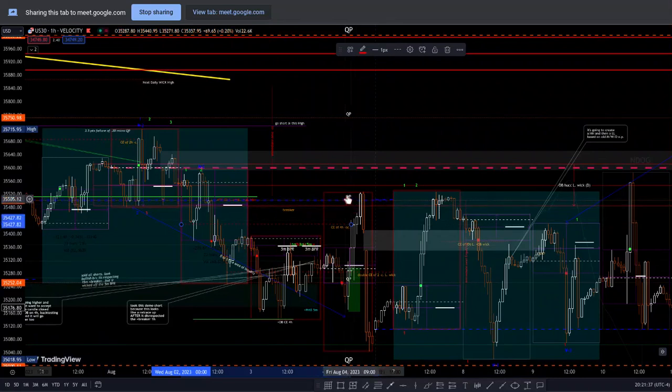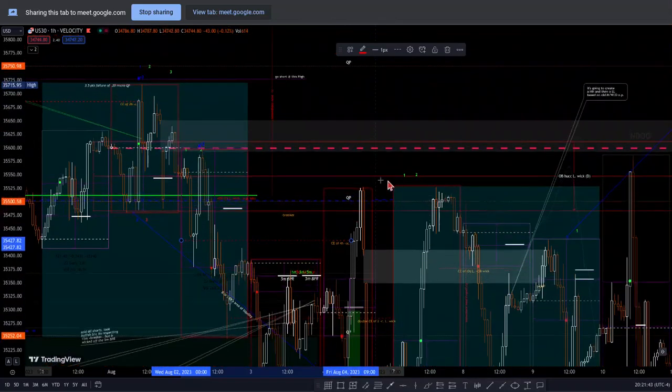This is a QP too. See, this is crazy. I should have held because this was a confluence. Right here, it was a QP and it was a weekly opening price. This was a 35,500 QP and it was a weekly opening price. So I should have known better. I mean, that was a confluence right there.